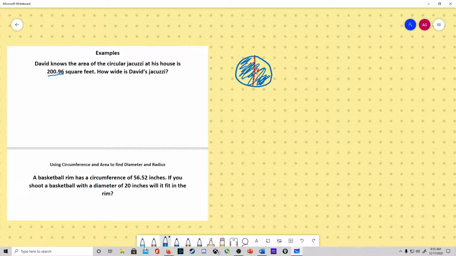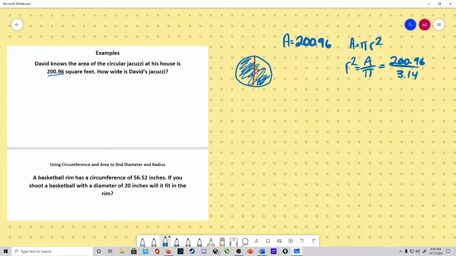So we do know that area equals 200.96. Okay, so that's really nice. And we also know that if we're finding area, the area is pi r squared. So area equals pi r squared. So if I want to just find r squared, then I know r squared is equal to area divided by pi. Okay, and so again, I'm now looking for r squared, and from there I can find diameter. So I know that this is 200.96 and this is 3.14.